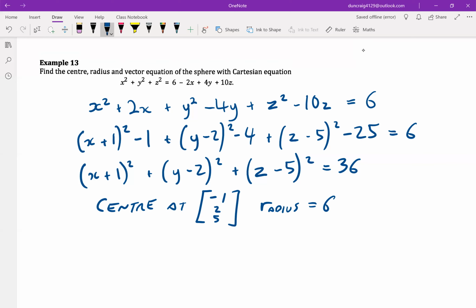So what would the equation be in vector form? Well, it'll be the absolute value of r take (-1, 2, 5) is equal to 6. So there's our vector equation of the sphere, and our Cartesian equation previously there.